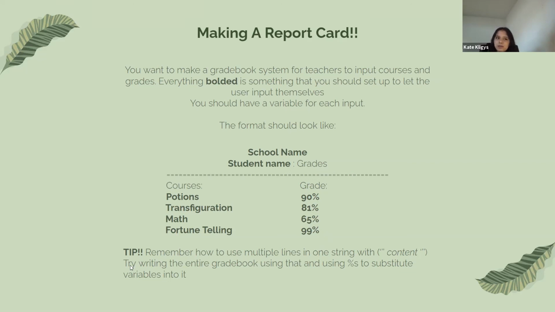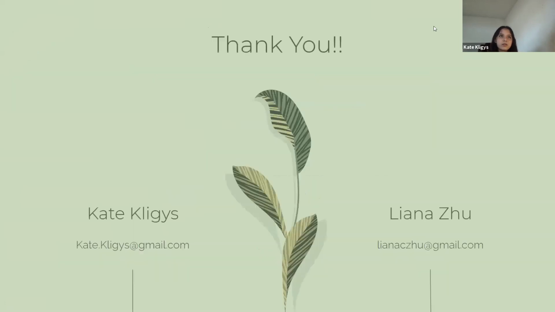So a tip: remember how to use multiple lines in one string with the triple punctuation marks and then writing the whole thing in between. Try writing the entire gradebook using that and then using the %s to substitute variables into it. I can show you a quick example.